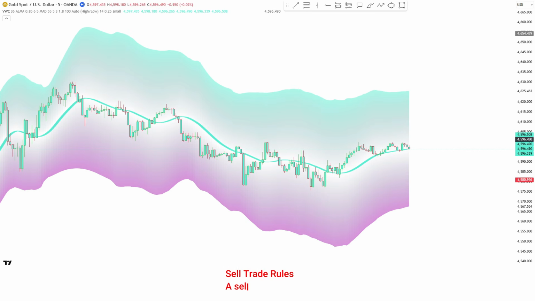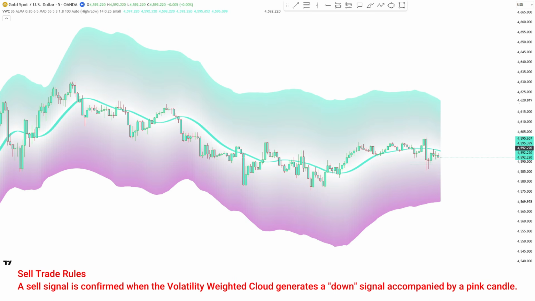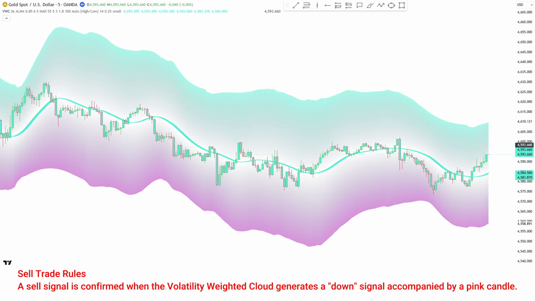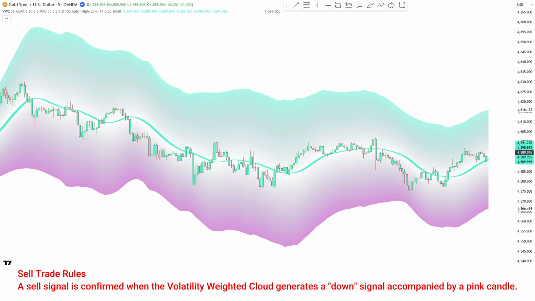Sell trade rules. A sell signal is confirmed when the volatility-weighted cloud generates a down signal accompanied by a pink candle.